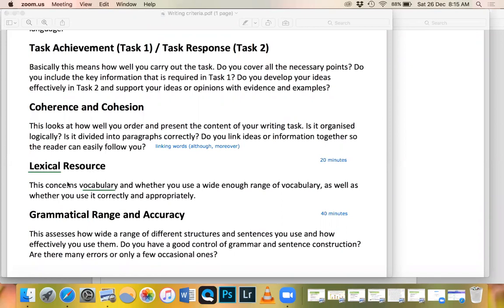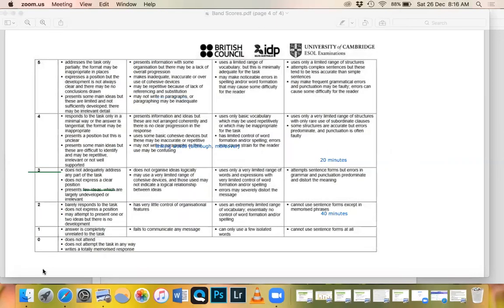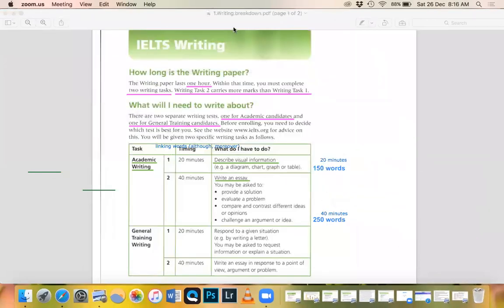All right, so for both of these, vocabulary and grammar, your band score also depends on how many errors you make and how correct your grammar and vocabulary is. Right, we'll be having another look at the different band score criteria and what they mean later on in the course. For now, let's get started with task 1.